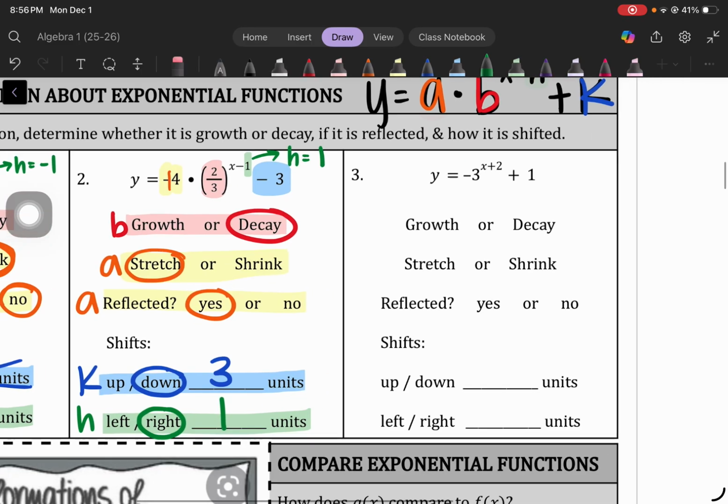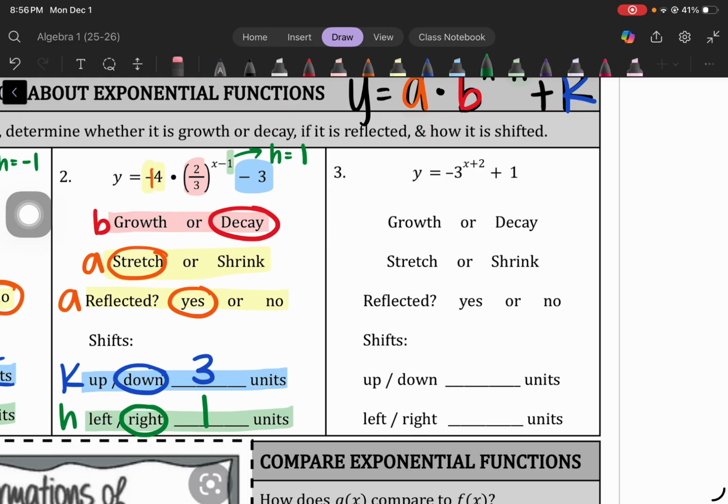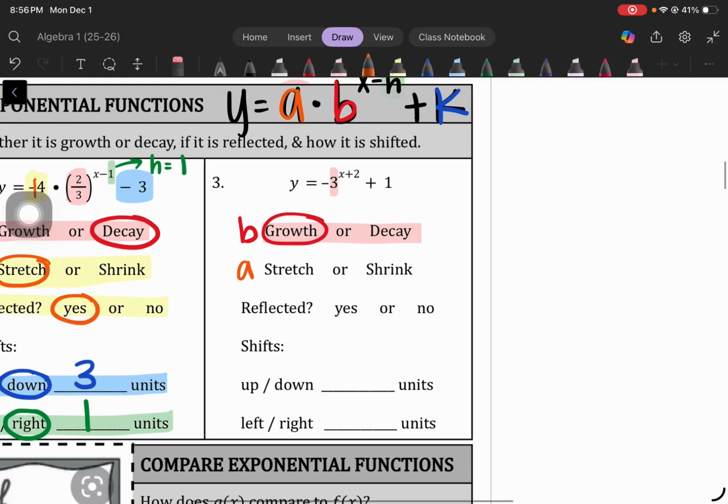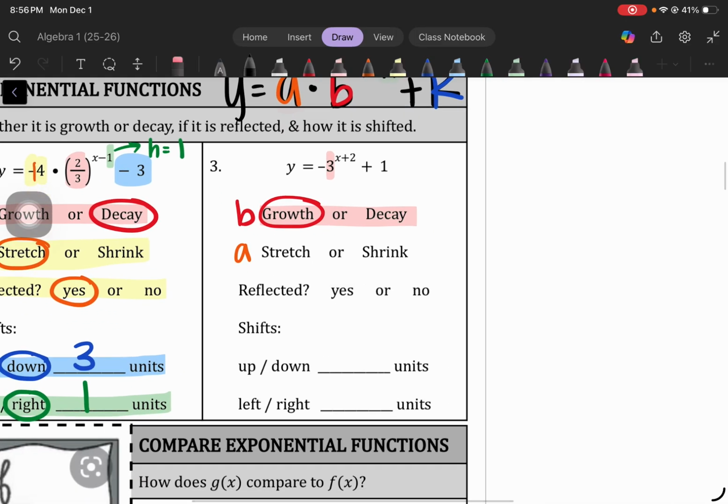Looking at number 3, again, just going through all of our paces. When we're looking for growth or decay, we're looking at the letter B, and in this case, I see it right here at the number 3. Because it's greater than 1, we have a growth. Looking for our letter A, now if we notice, I can't really see my A. So if I can't see my A, let's write it out to see if there actually is one. And you guys know that there always is going to be one.